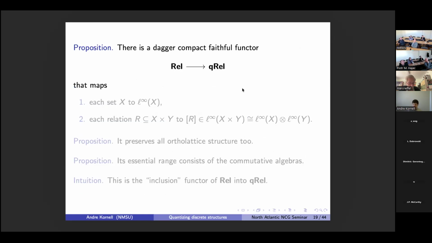When we're talking about the non-commutative metaphor, we always want to place our classical mathematics into our larger setting of quantum mathematics. And this is accomplished with this dagger compact faithful functor from REL to QREL. Dagger compact just means we're preserving all of the structure that I've talked about. Faithful means it's injective on morphisms.